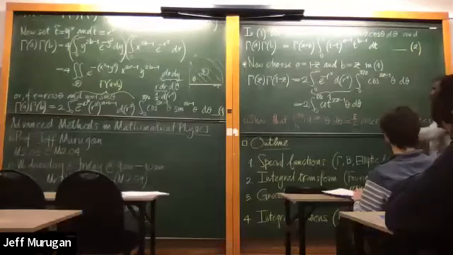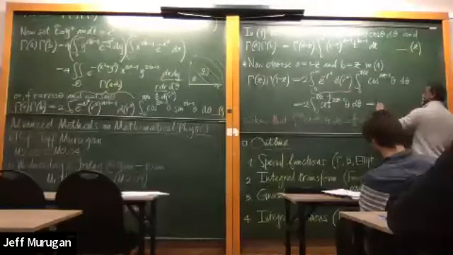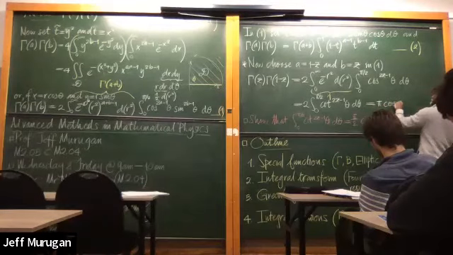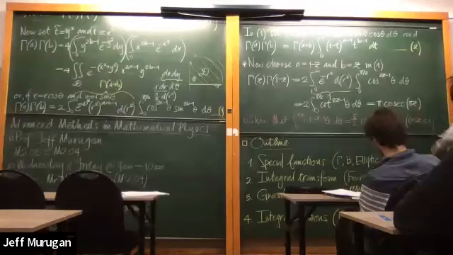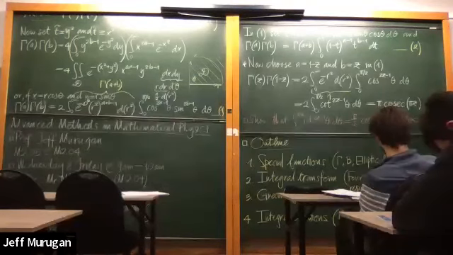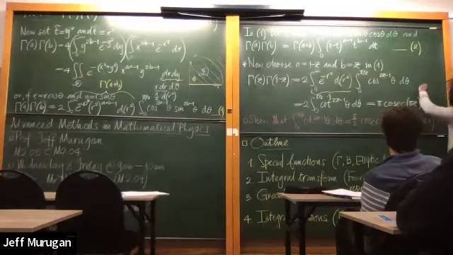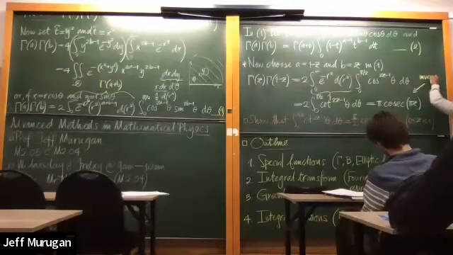And if I substitute this result back into here, I find that gamma of z times gamma of 1 minus z is just pi cosec of pi z. And that relation, gamma of z times gamma of 1 minus z equals pi cosec of pi z, is called the inversion relation.